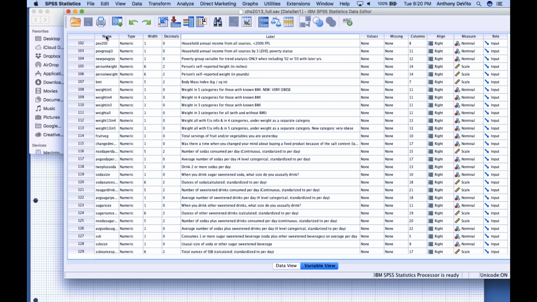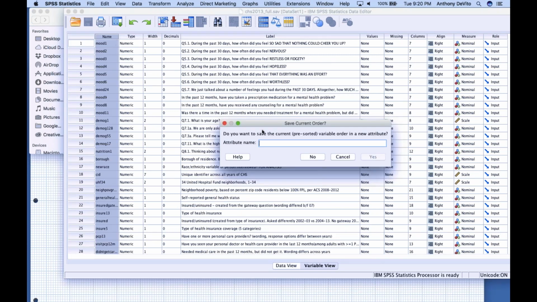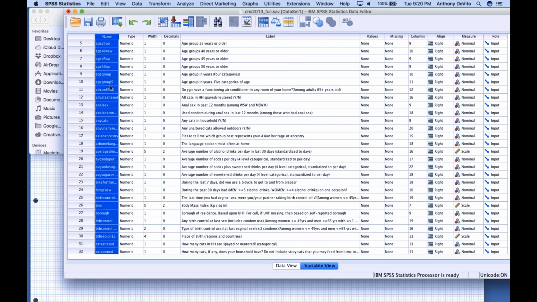So what I'm going to do is control click on the Mac or right click on the PC on name in the variable view, and I'm going to say sort that for me ascending. Now it's asking me, do you want to save the current pre-sorted variable order in a new attribute? I don't care about that. We're just going to leave it sorted, so I'm going to say no, I don't want to save it. Now it's sorted alphabetically.